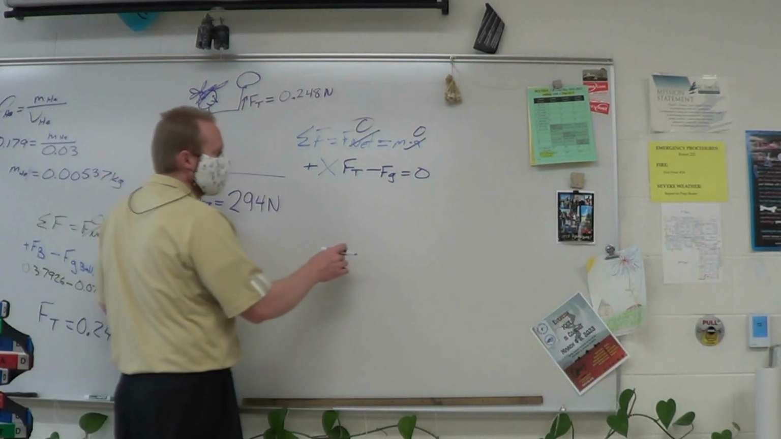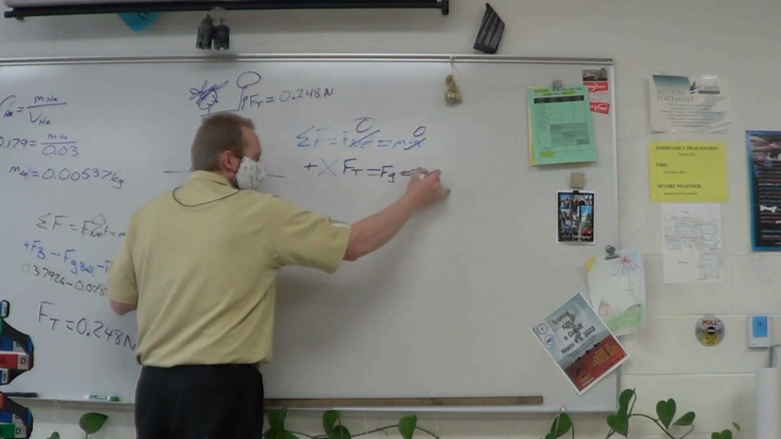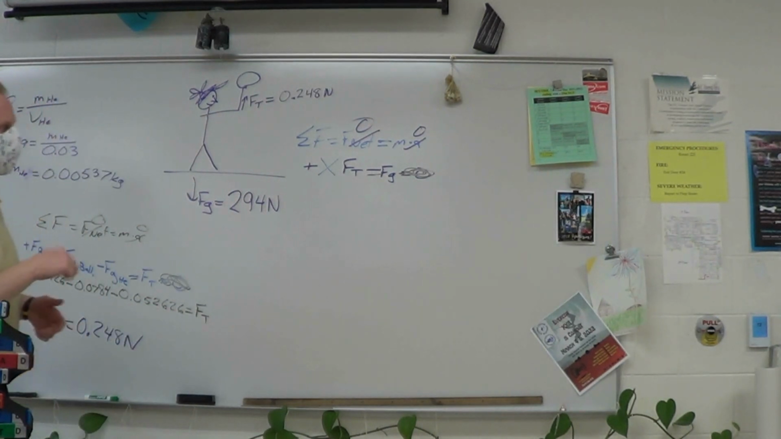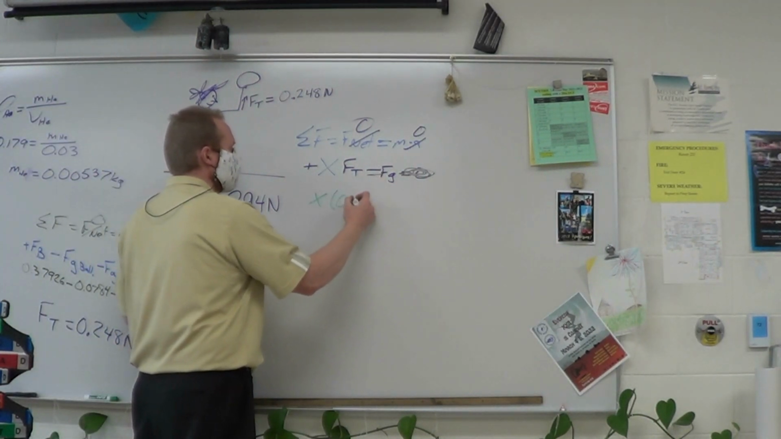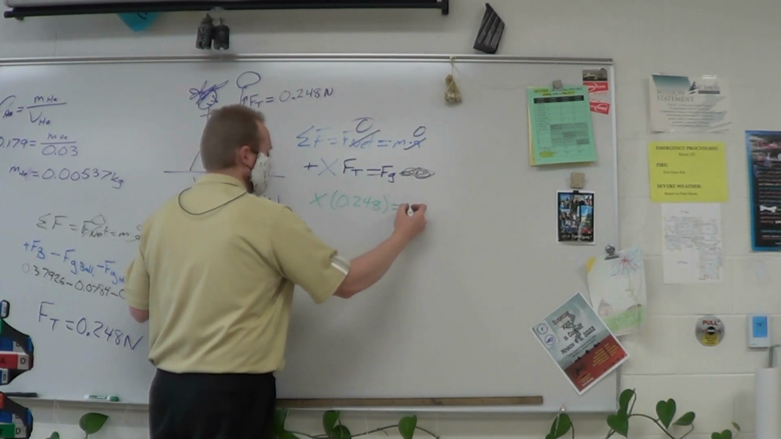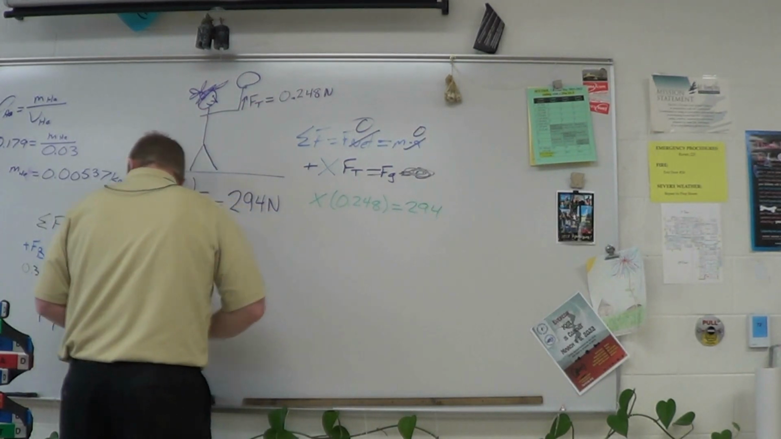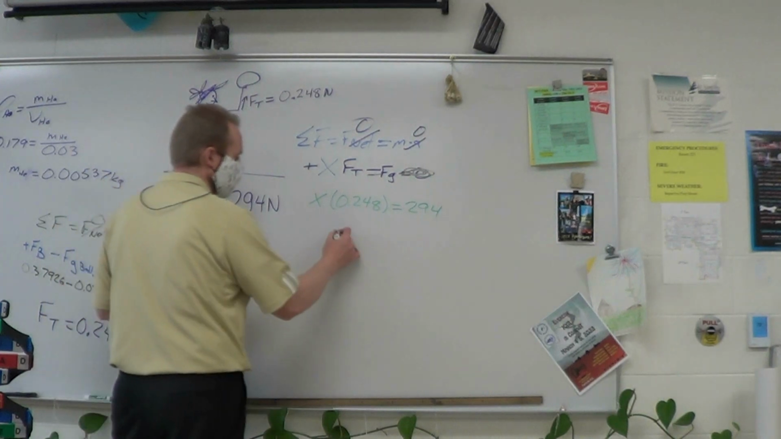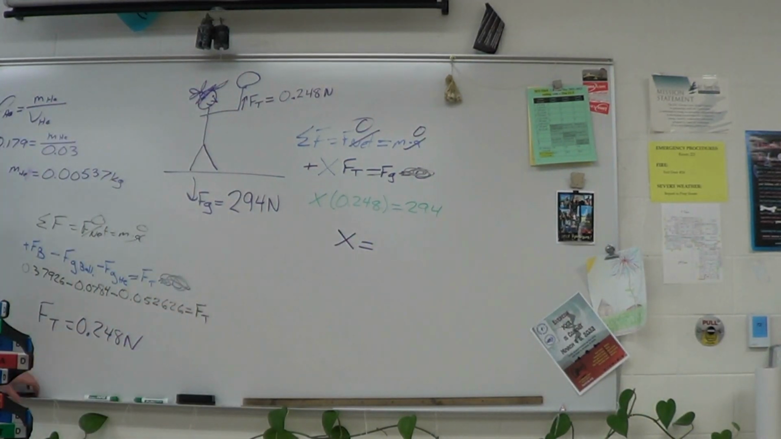Same kind of lazy math thing that I did before. This is a minus, I want to move it to the other side. There, I moved it to the other side. So X times F of t equals F of g. And I can say X is equal to 0.248, which is equal to 294. So X is equal to the number of balloons that it will take to lift him upwards.